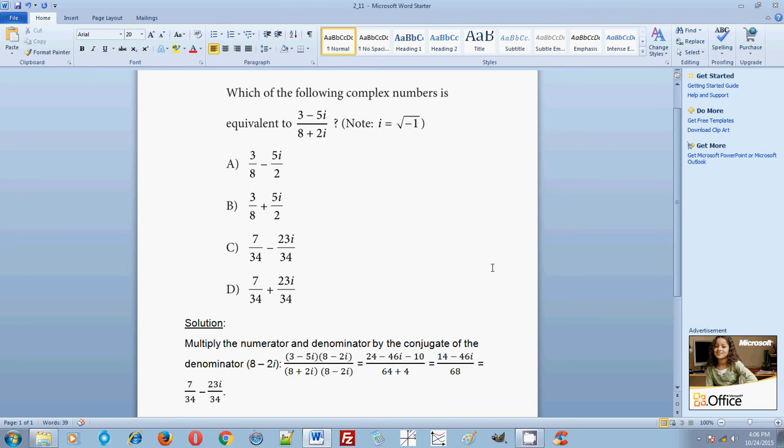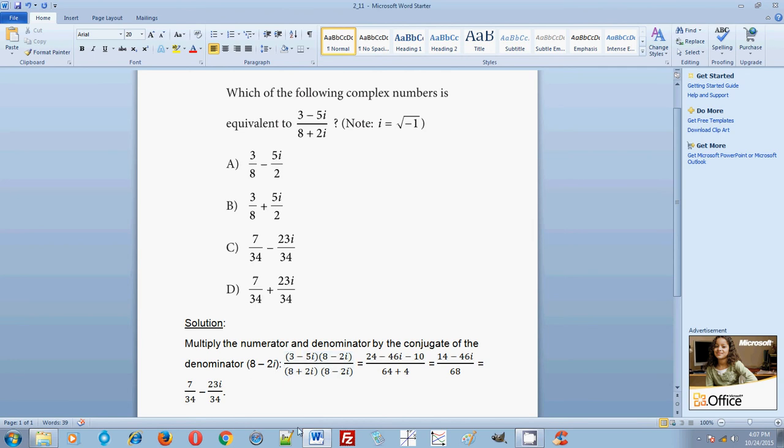So now, let's see how we can simplify this. They want you to find the simplified equivalent form of the given expression, which is (3 minus 5i) divided by (8 plus 2i). The way to do that is to first multiply both the numerator and the denominator by the conjugate of the denominator, which means the opposite sign. So 8 minus 2i will be the conjugate of the denominator. Multiply the numerator and denominator by 8 minus 2i.